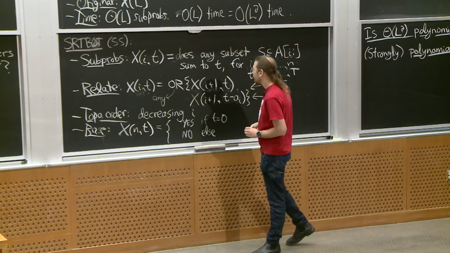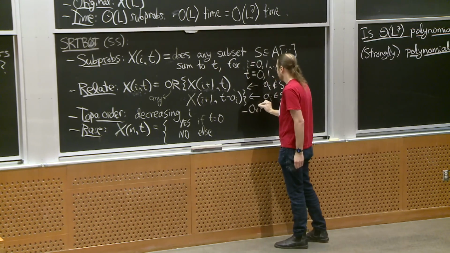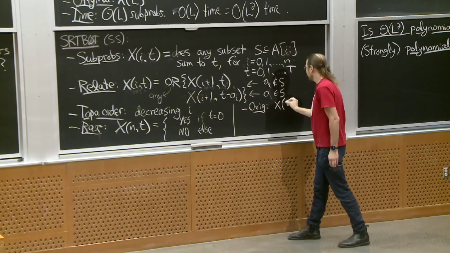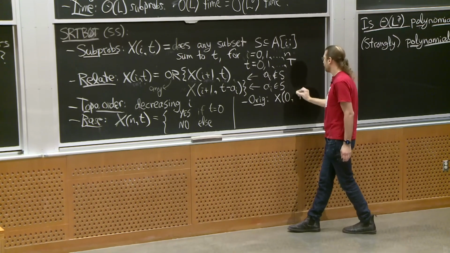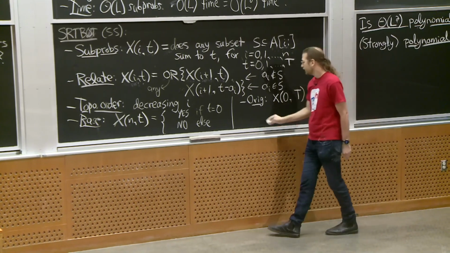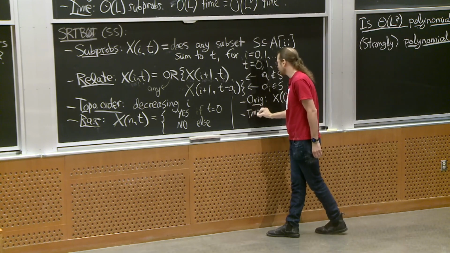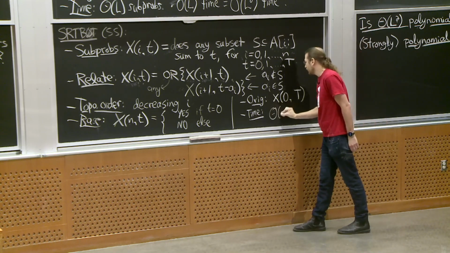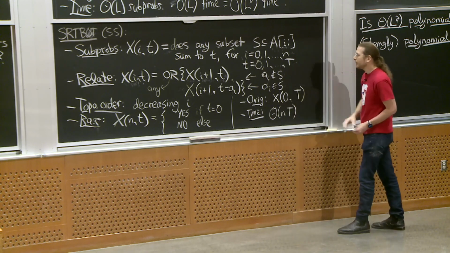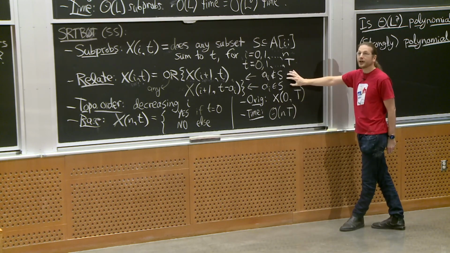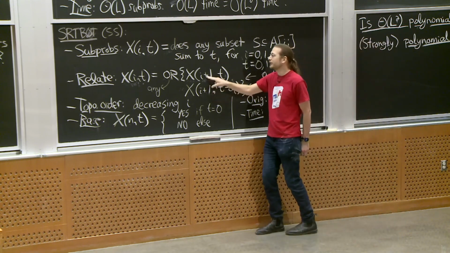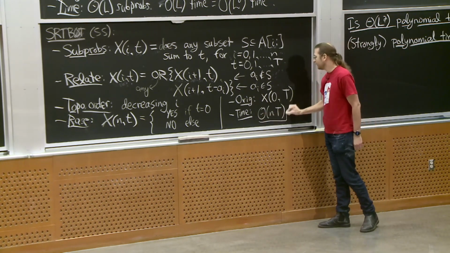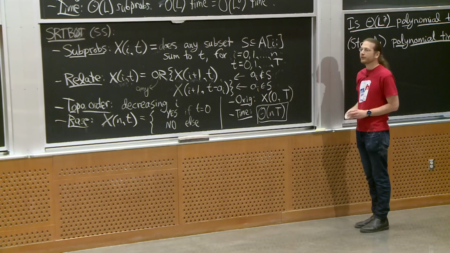We need the original problem, which is the entire string from 0 onwards, and capital T for little t. That's our target sum. And then the running time, as I said, there are n times t subproblems, theta. And the amount of work we spend for each one that isn't recursion is constant. We just do a couple subtractions, additions, do an OR, and recursive calls, so constant time. So n times t is the running time of this algorithm.